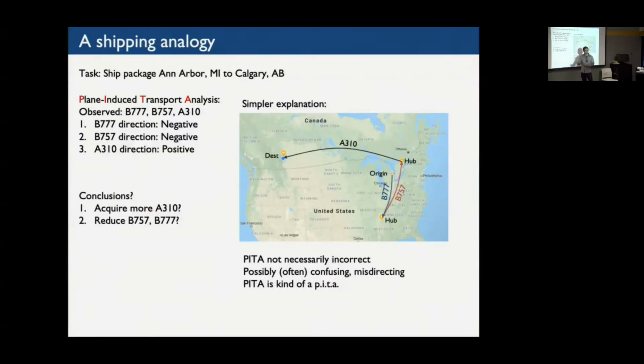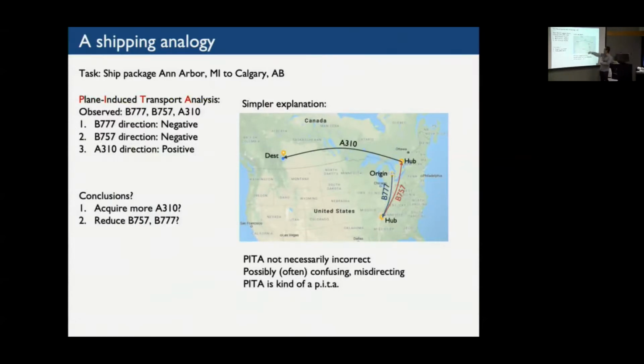But what are we going to do with that information? Does that mean we should acquire more A310s or install bigger engines? Maybe we should reduce the number of 757s, 777s, or maybe we should put brakes on them or smaller engines or something. Okay, here's another analysis.